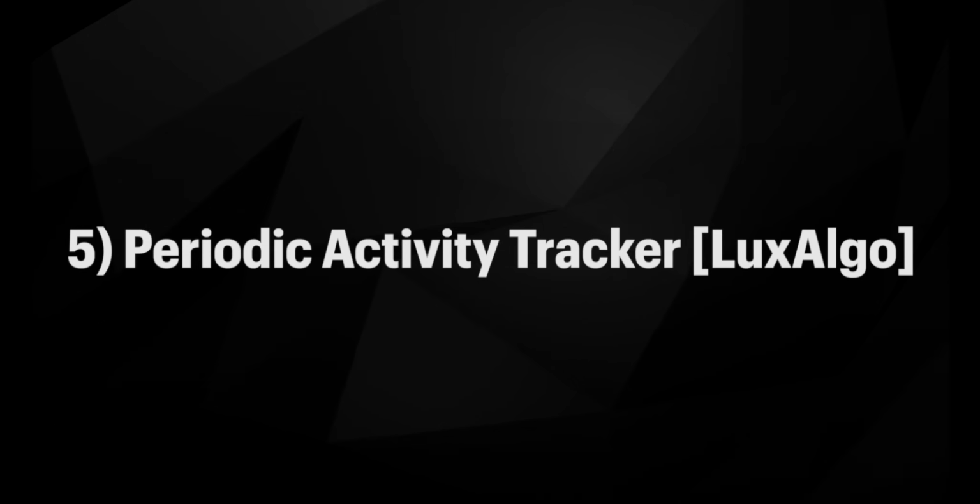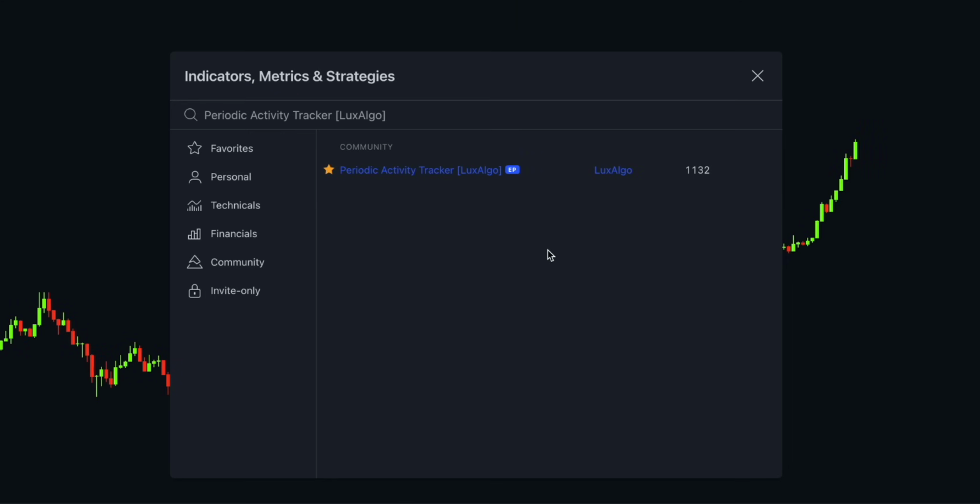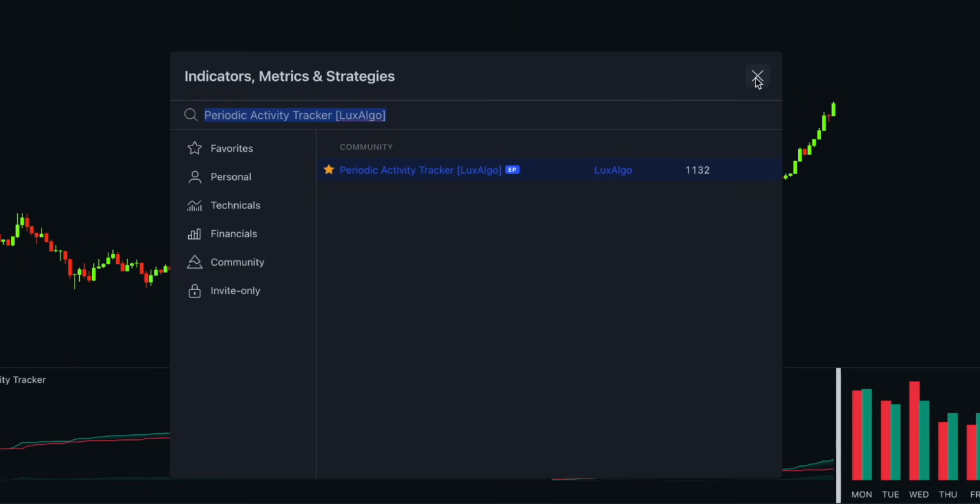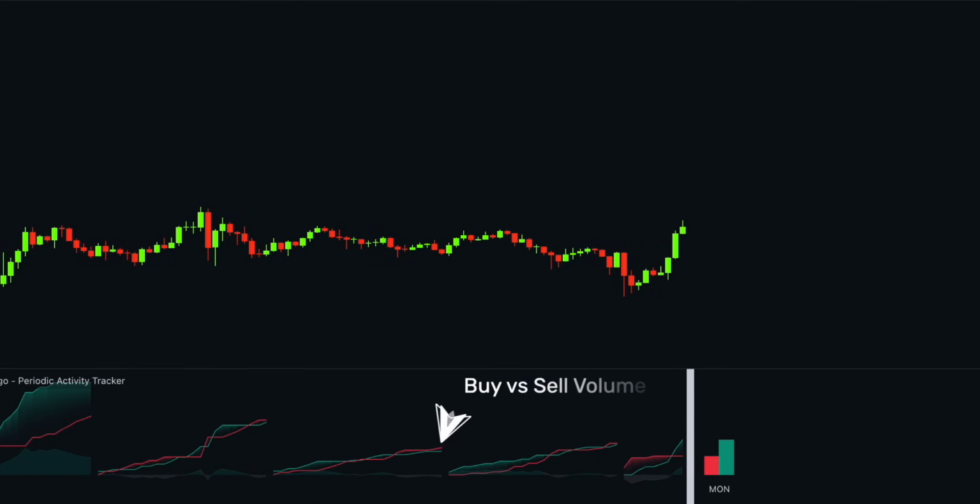The 5th place of the most powerful indicators belongs to the Periodic Activity Tracker by Algo. I guarantee you have not seen such a volume indicator before. The Periodic Activity Tracker tool periodically tracks the cumulative buy and sell volume and draws the corresponding matching bars and volume delta for each period. In trading, assessing the strength of the bulls and bears is key to understanding the current trading environment. Which side, if any, has the upper hand? To answer this question, some traders look at volume in relation to price.